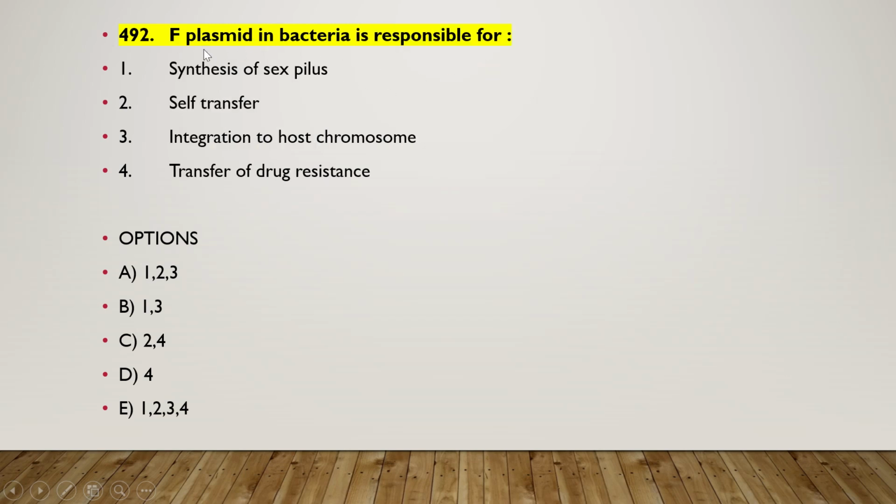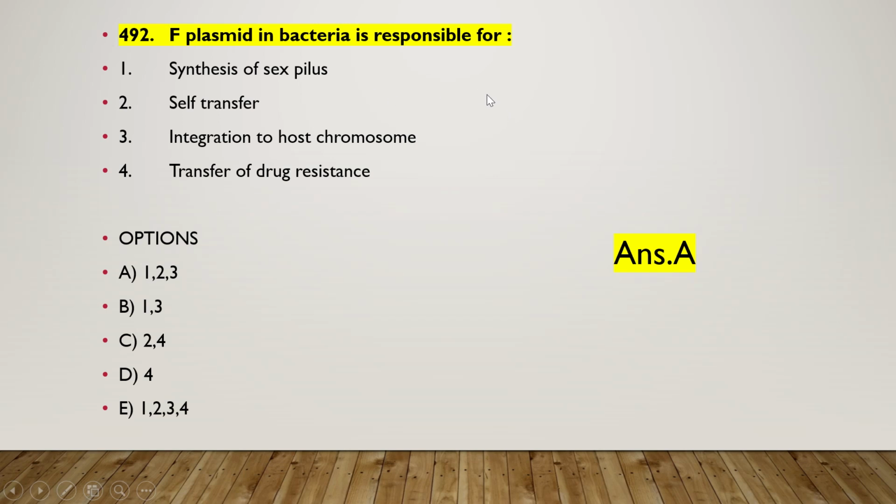So next one is F plasmid in bacteria is responsible for synthesis of sex pili, self-transfer, integration to host chromosome, transfer of drug resistance. And the right one is option A. So first 3 options are correct about the F plasmid.